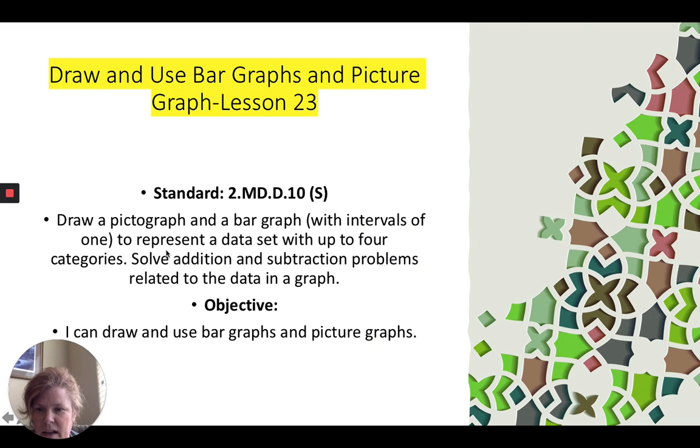We're already in May. Draw a picture graph and a bar graph with intervals of 1 to represent a data set with up to 4 categories. Solve addition and subtraction problems related to the data in a graph. And our objective today is the same thing as my title up here, except I put "I can" in front of it. I can draw and use bar graphs and picture graphs.